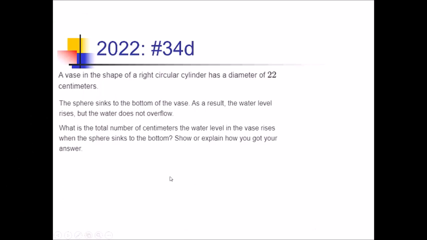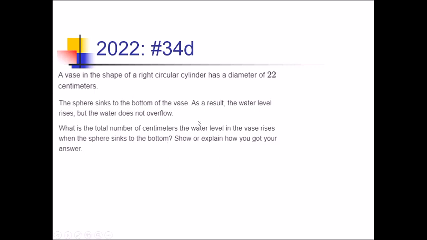For this last part of the problem, we've got a sphere now that we put in there in part C, sinking to the bottom of the vase, and as a result, our water level rises. But this is important here, the water does not overflow, because that would be a very different problem if it did. So we want the number of centimeters that the water level rises when the sphere sinks to the bottom.